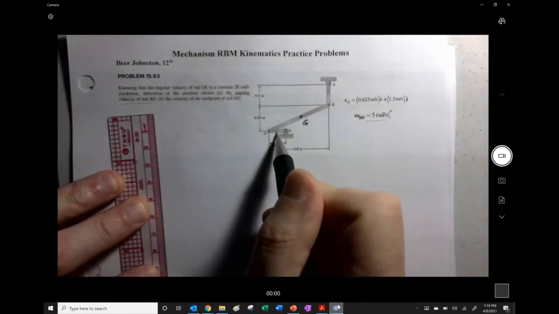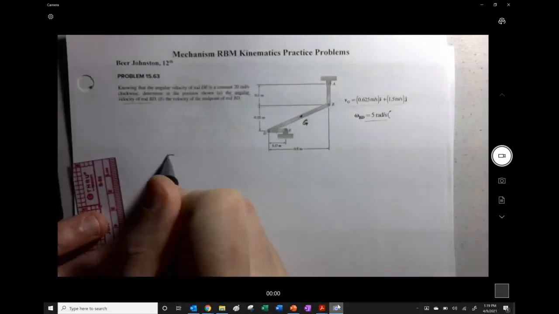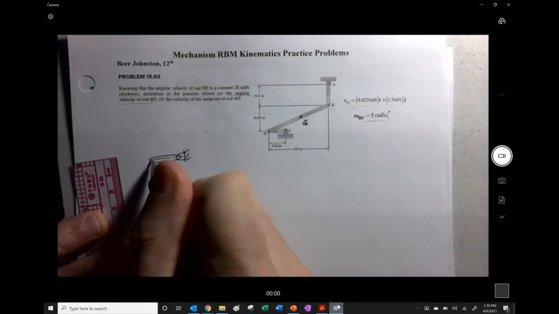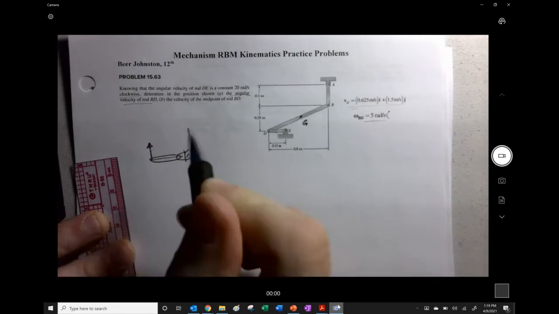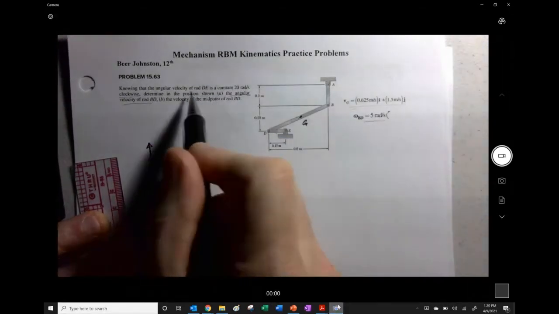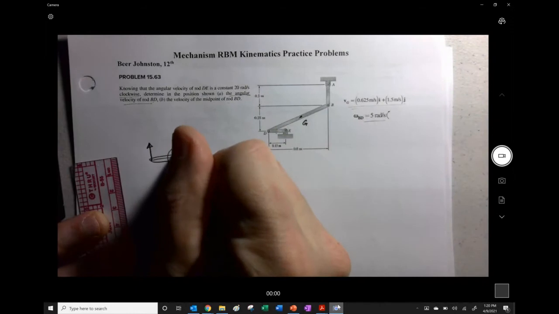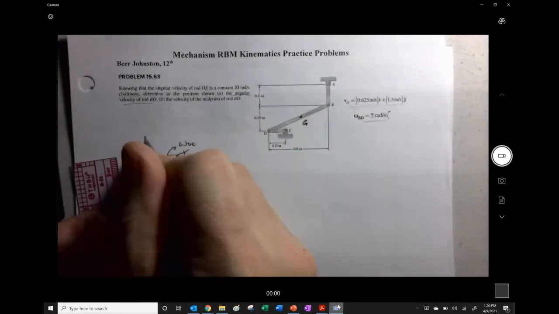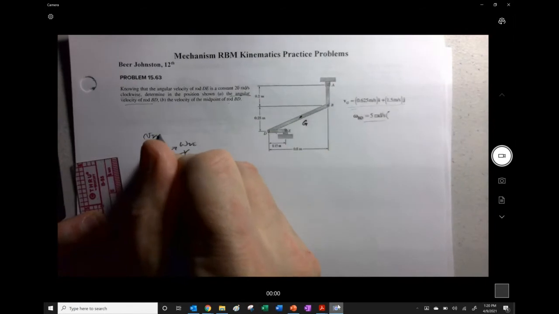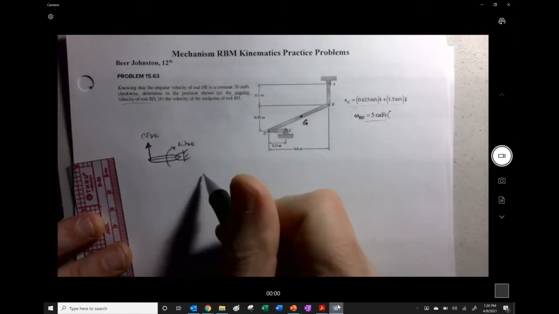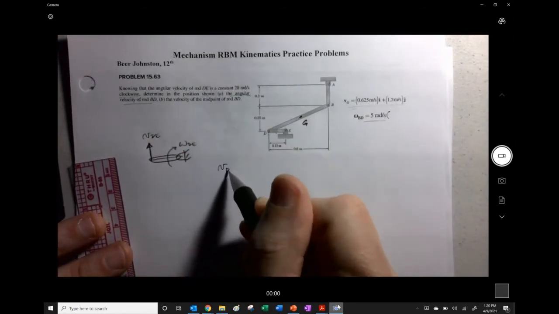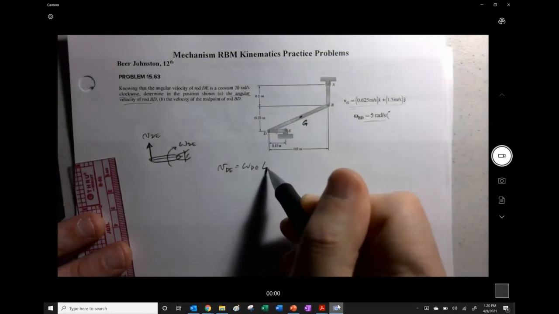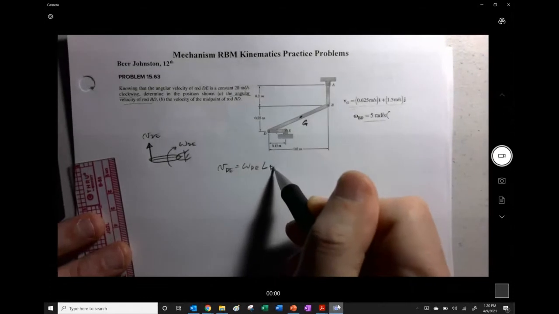I start out with, because I know this right here, a quick little velocity thing right here. Oh, what did I say which way it was going to go? Clockwise. Yeah, it does say clockwise. Okay. So that's omega DE, and so this is velocity DE. And so the velocity DE is going to be omega DE times the length DE.